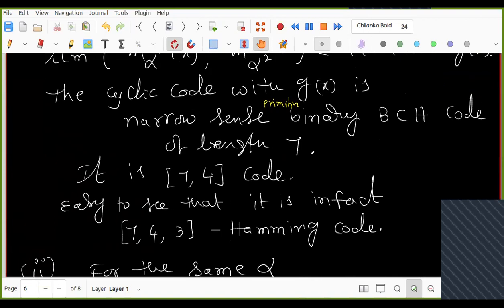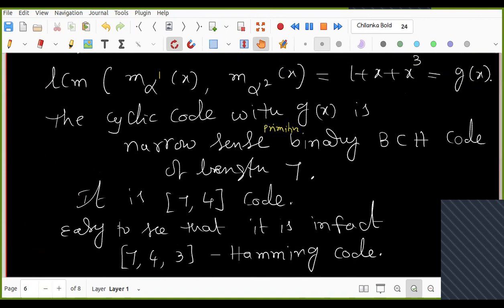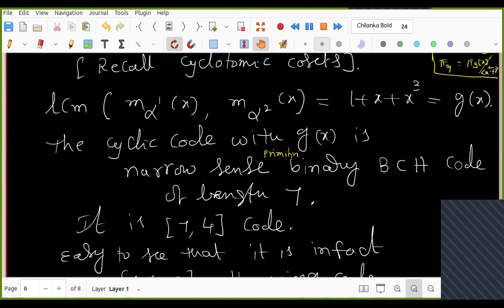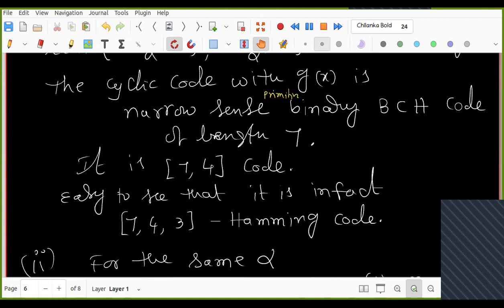Now we'll go to the 7 comma 4 code. Why will we get the 7 comma 4 code? Because the degree of g of x is 3, that is n minus k. So I'll get a 7 comma 4 code. I gave this in my previous slides also, so you can see it in the lecture notes. So actually it is the 7, 4, 3 Hamming code.